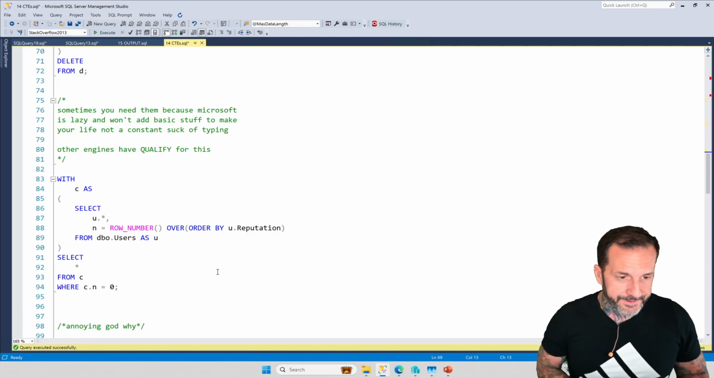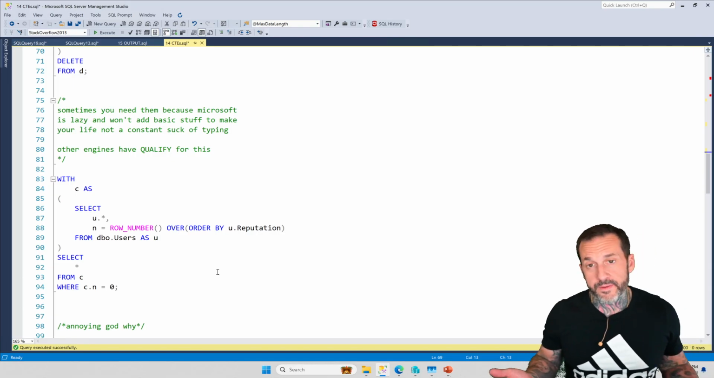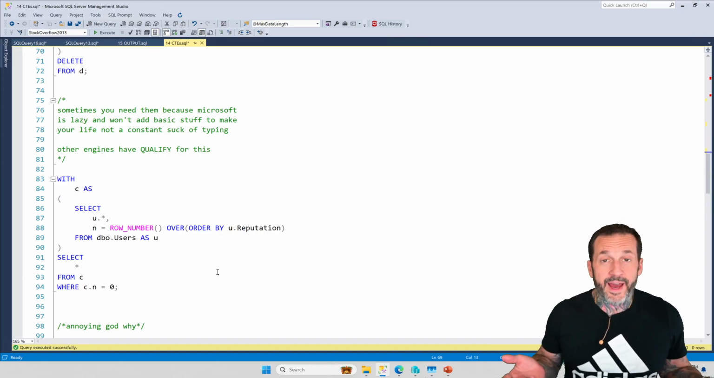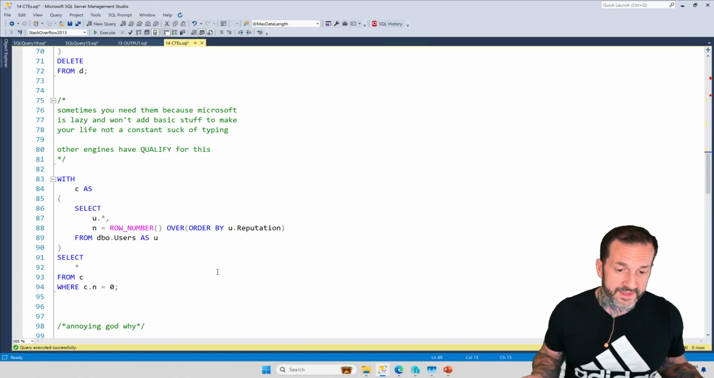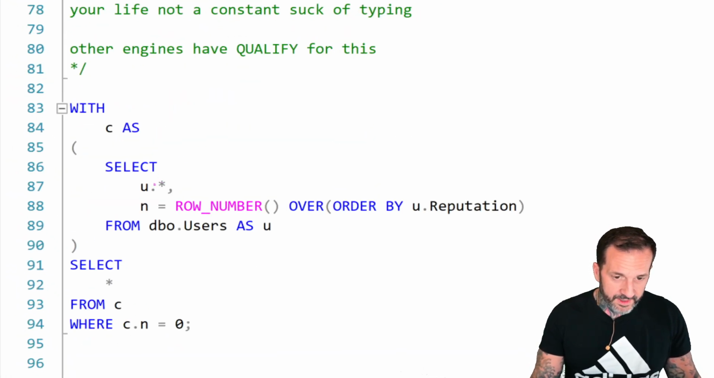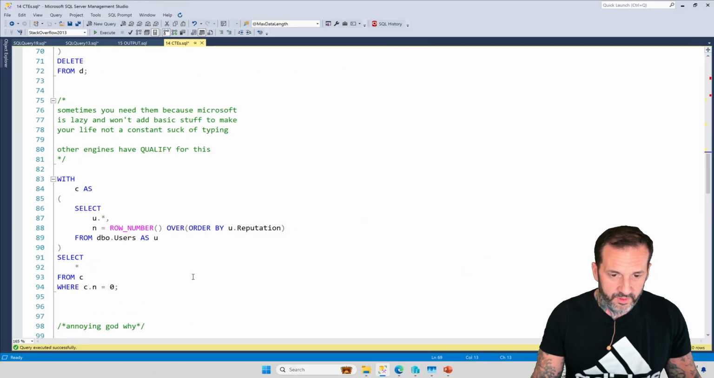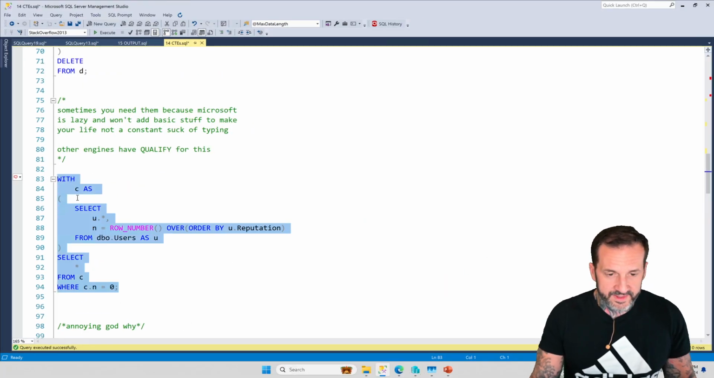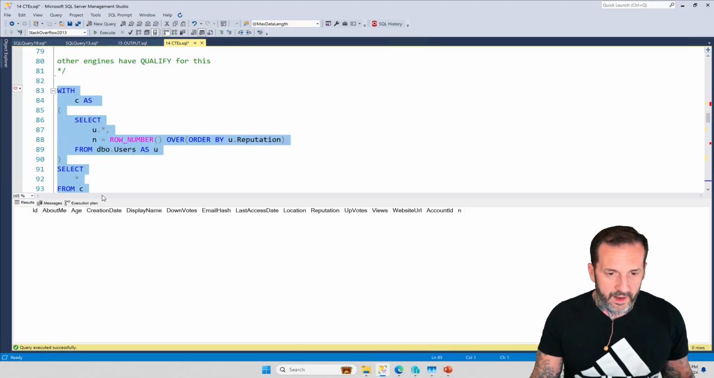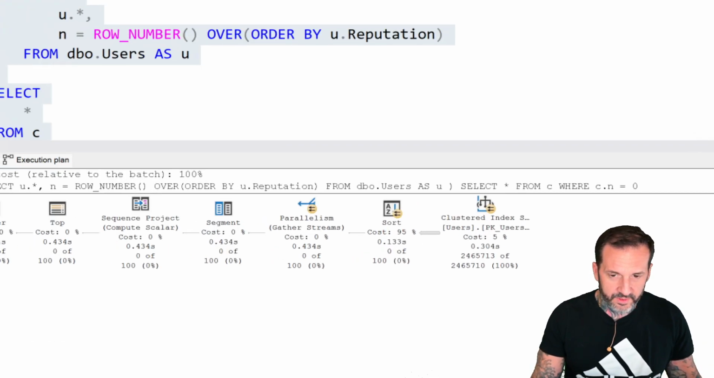Sometimes you need a common table expression. You could also do this with a derived table. My style guide says it doesn't matter because for a query this simple, it's just not that big of a deal, right? You generate a row number and you want to filter out to where that row number equals something. There's no way in SQL Server to do that all in one step, right? You can't do that all in one go for some reason.